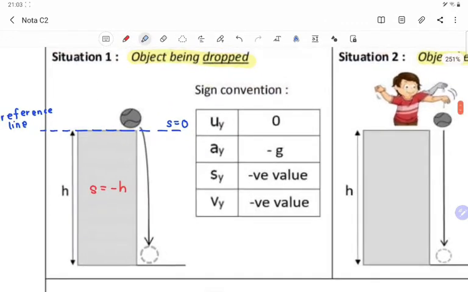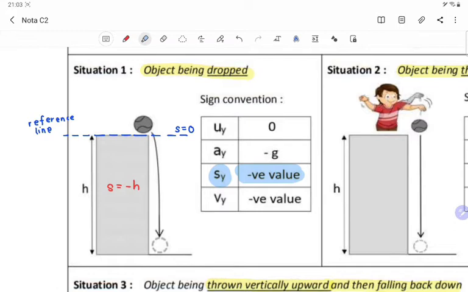Okay, so that's why in the table, SY is negative value. And then in terms of the acceleration, because the motion is going downwards and due to gravity, AY equals negative g. And then in terms of the final velocity, because the object is going down, vector quantity turun ke bawah, dia akan jadi negative. So, VY adalah negative value. How about UY, initial velocity?